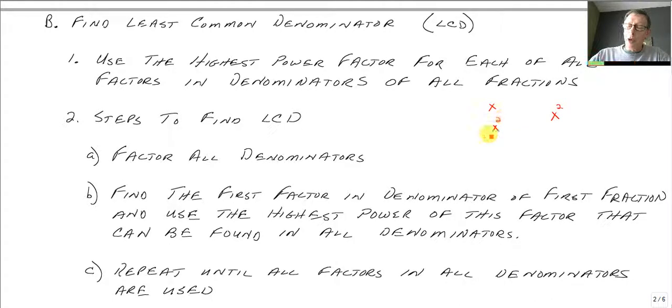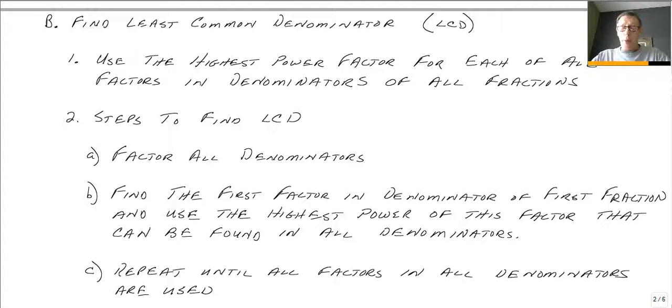So as you can see, for two factors that basically are the same, an x and an x squared, I'm going to use the one with the highest degree, or the highest power, because if I just picked an x as the common denominator, the one with the least exponent, then the x squared couldn't divide evenly into that, and that's what we need it to do for the least common denominator. So that's one of the key things we're going to have to look for: the highest power of all the different factors that are in the denominator.